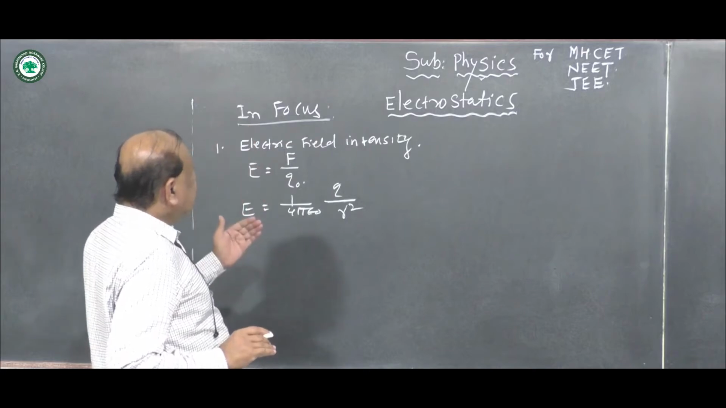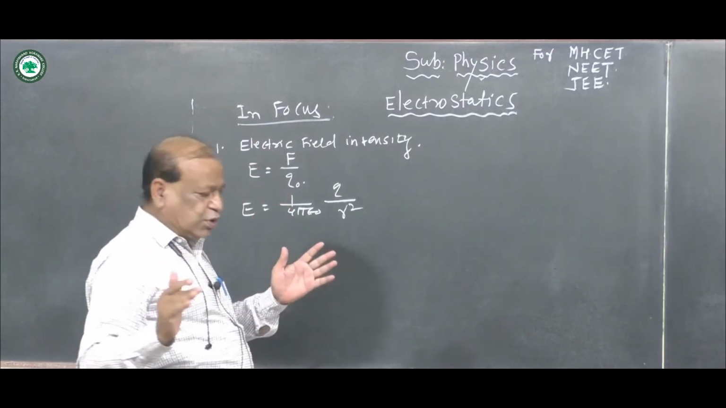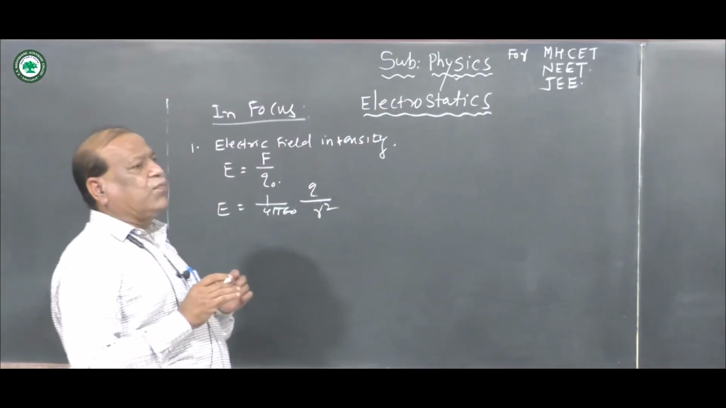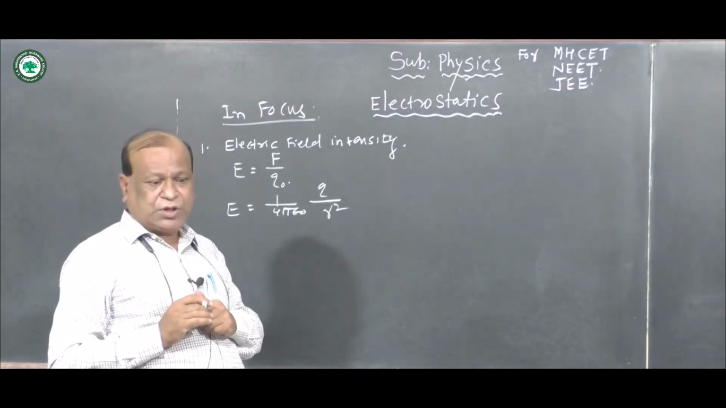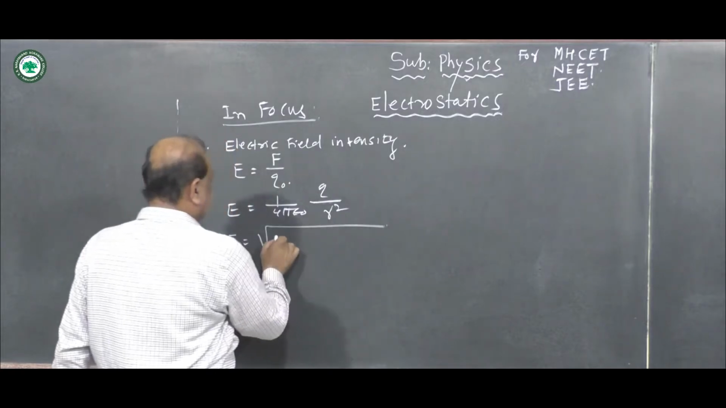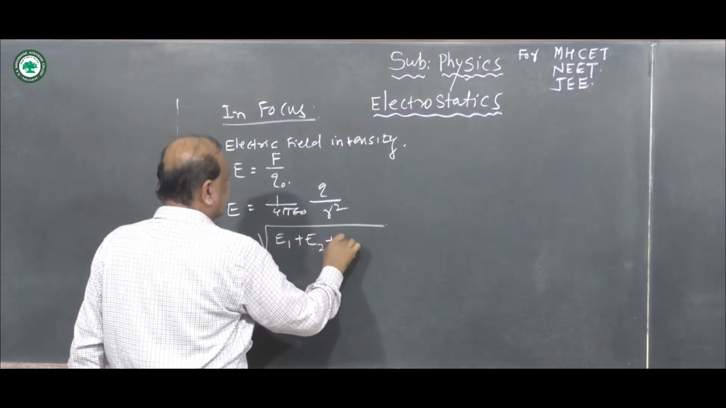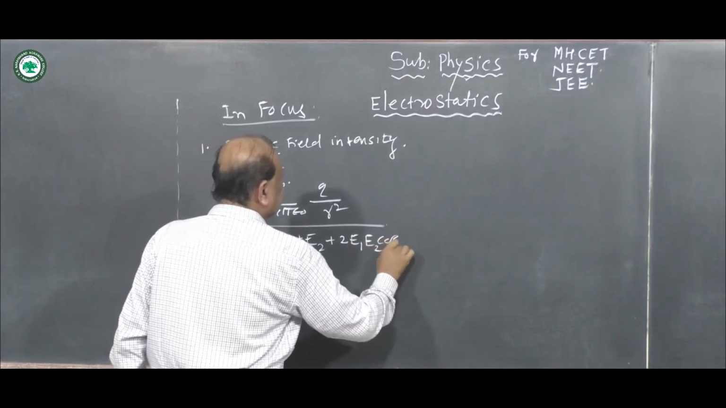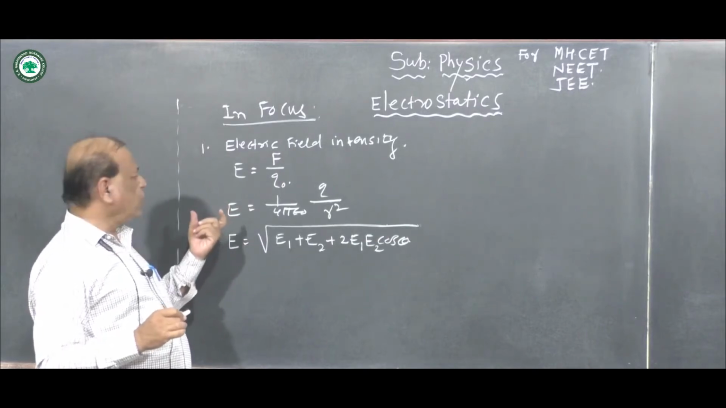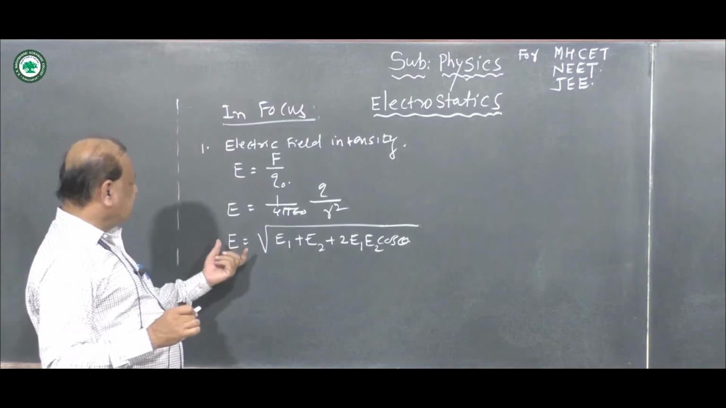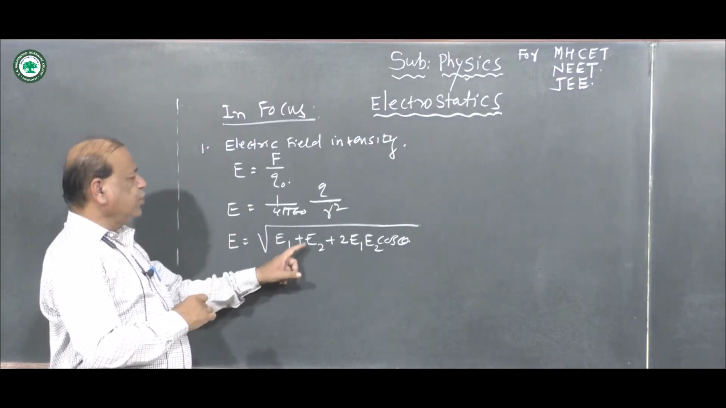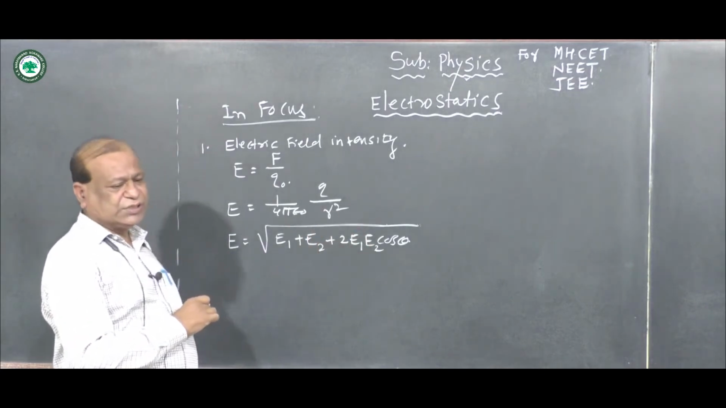Again, considering 2 electric fields E1 and E2, the magnitude of the resultant vector, from the composition of 2 vectors, in terms of components is given by E is equal to the square root of E1 square plus E2 square plus twice E1 E2 cos theta.